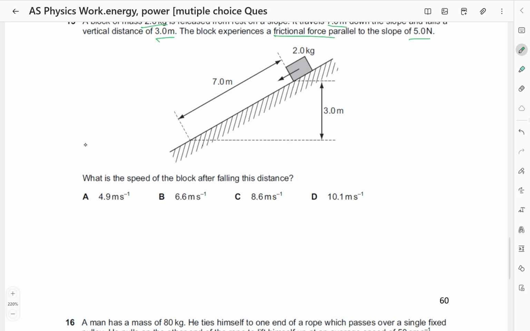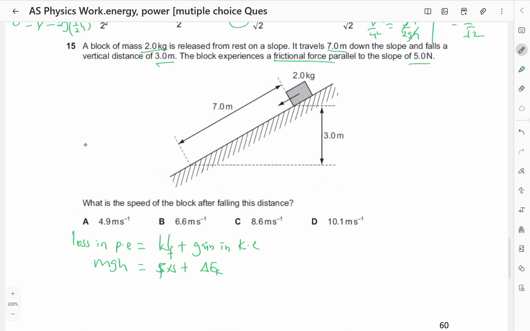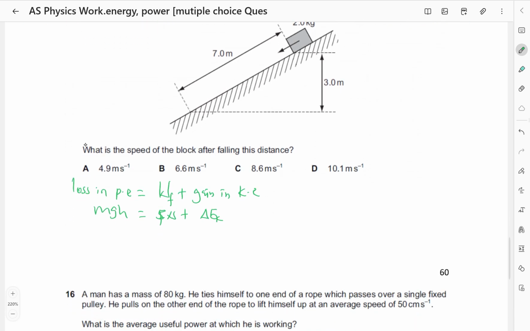So it loses potential energy as it does work against friction and gains kinetic energy. So loss in potential energy should be equal to the work done against friction plus the gain in kinetic energy. Loss in potential energy is mg times the change in height. The work done against friction is force times distance, plus the gain in kinetic energy, Ek. Remember, it starts from rest, so this is still very easy.